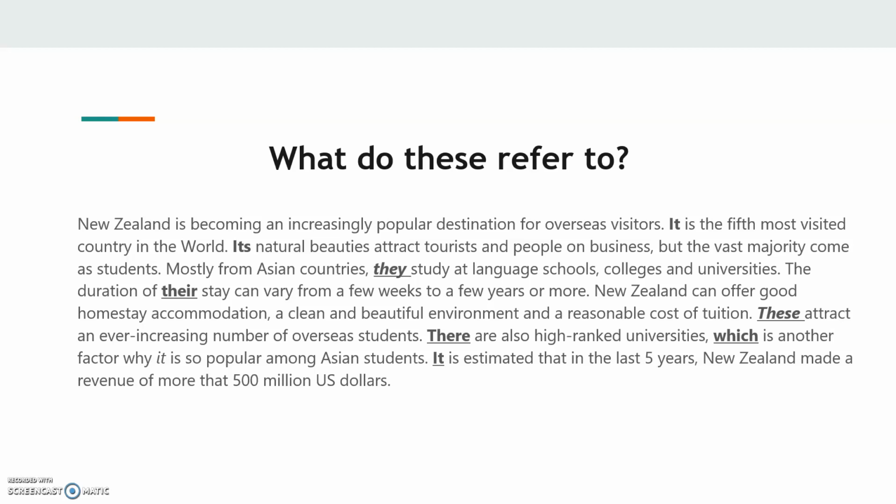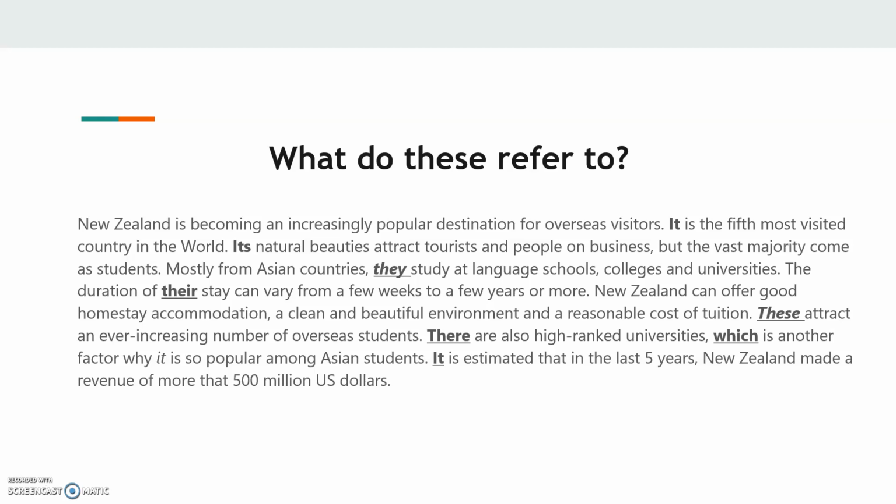In the next sentence, the reference word is these. These refer to all attractions mentioned in the previous sentence. So the references here are good homestay accommodation, a clean and beautiful environment, and reasonable cost of tuition.